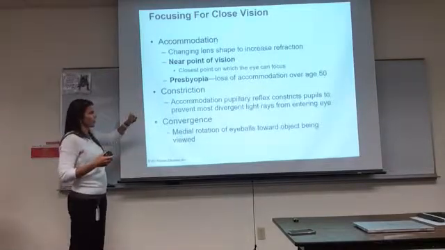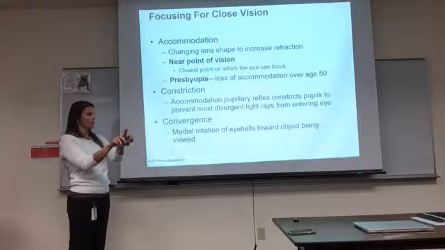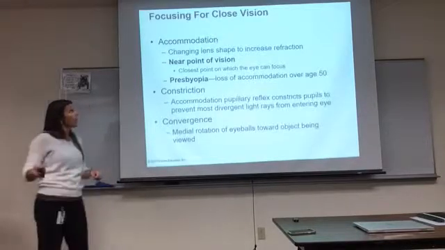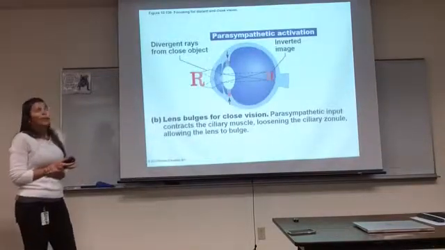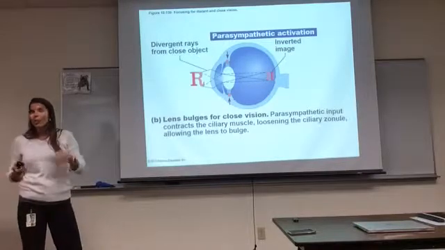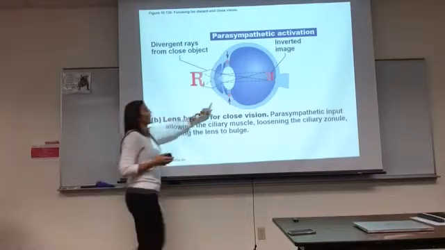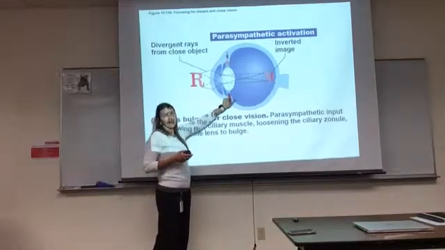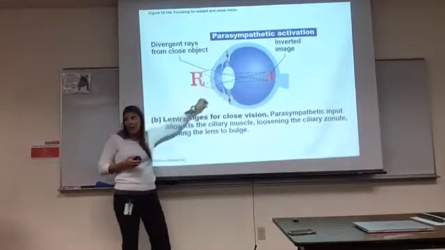Constriction is when the pupils get smaller. Convergent means when they come together. So we had discussed that already. Here's parasympathetic, the difference here compared to the previous one. Look at these suspensory ligaments. They're not stretched out. They're relaxed.